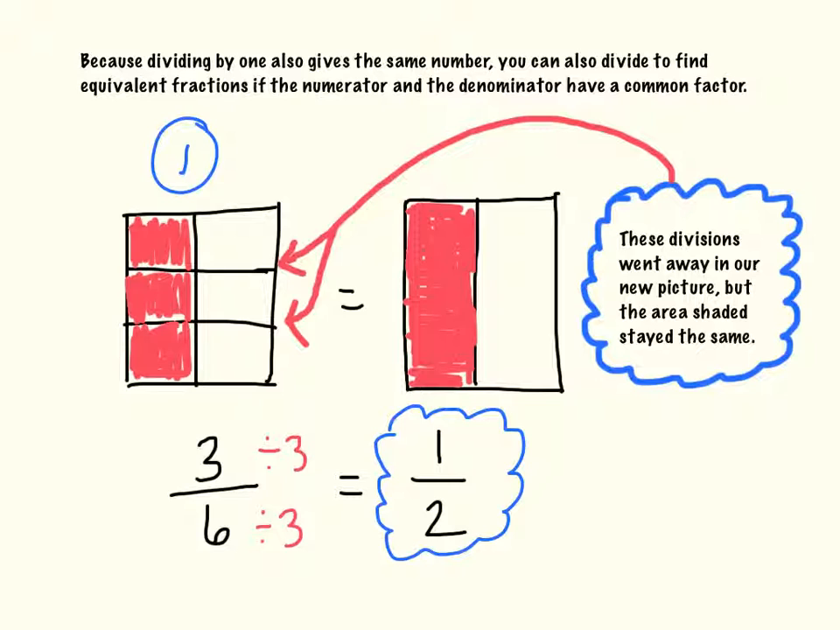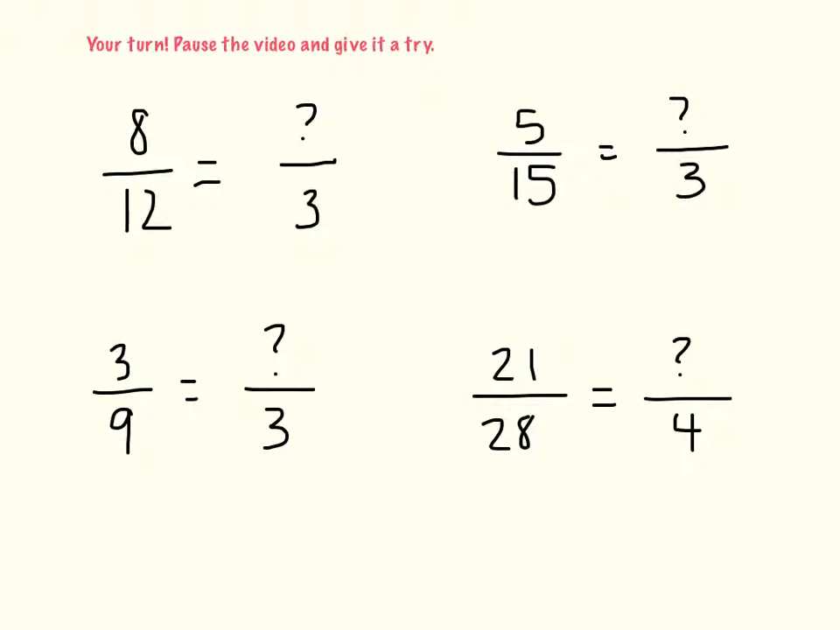And basically what's happened is that those divisions that we had going horizontally, they just went away. And it's important here that we did end up with two pieces that were the same size. You couldn't end up with pieces that are not the same size because then you're not talking about equal pieces and you wouldn't be naming the fraction properly. All right, so why don't you try your turn at finding some equivalent fractions with division. You're going to pause the video here and give it a try.